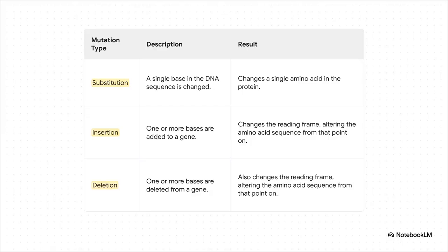So these typos come in a few different flavors. You've got a substitution, which is pretty simple. It's just swapping one letter for another. But then you have insertions or deletions, and these are way more dramatic. See, if you add or remove a letter, it shifts the entire way the recipe is read from that point on. This can totally change the final protein and create a radically new dish, so to speak.